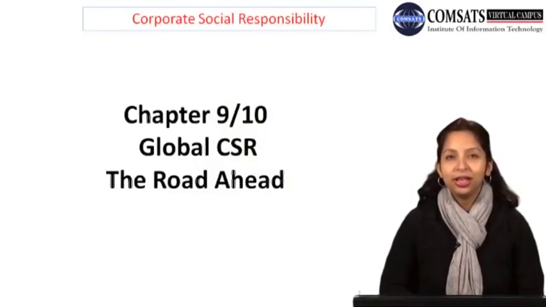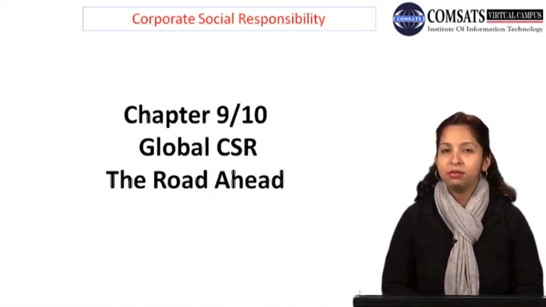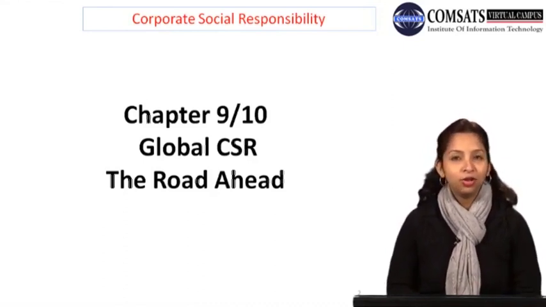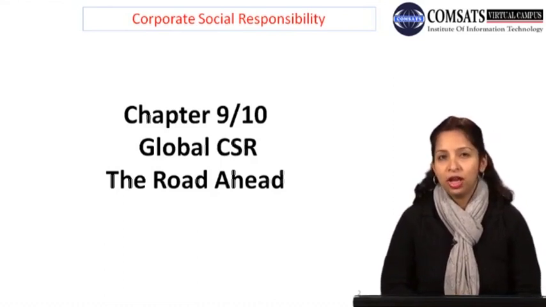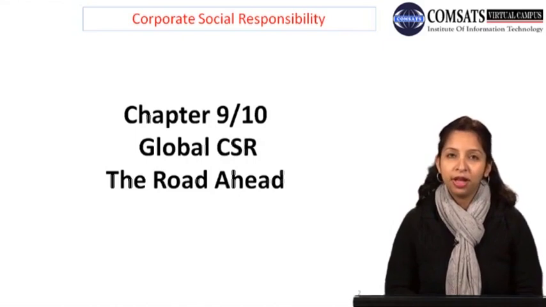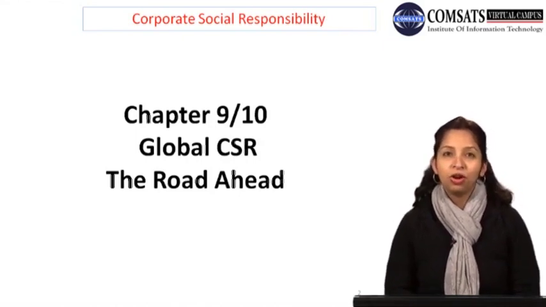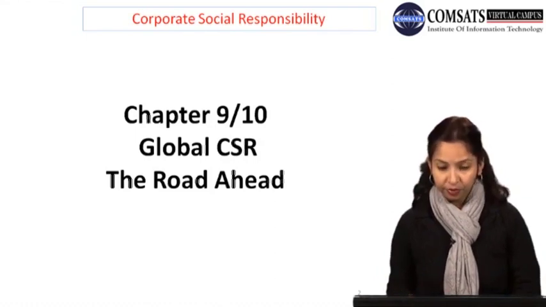What we're going to do today is join two chapters, chapter number 9 and chapter number 10. Chapter number 9 is about global corporate social responsibility. What are the various global initiatives which have been taken up by various companies? That is all about chapter number 9, while chapter number 10 is going to talk about the future of corporate social responsibility, or the road ahead.